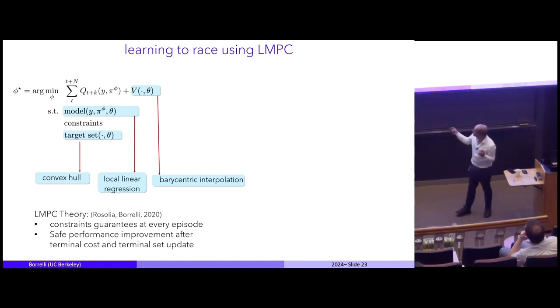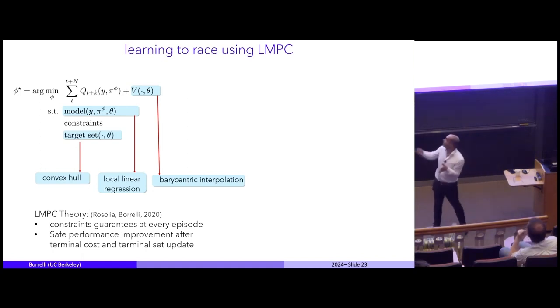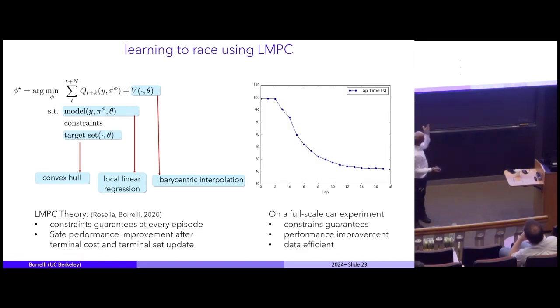So the theory tells you that if you use these three very simple techniques, you actually have constraint guarantees if you trust your model. Also, every time you update the cost to go, performance will improve. That's what the theory tells you. And in practice, this is what happens. It is pretty beautiful because in practice, the forces are unknown. There's all the powertrain dynamics that we have not modeled.